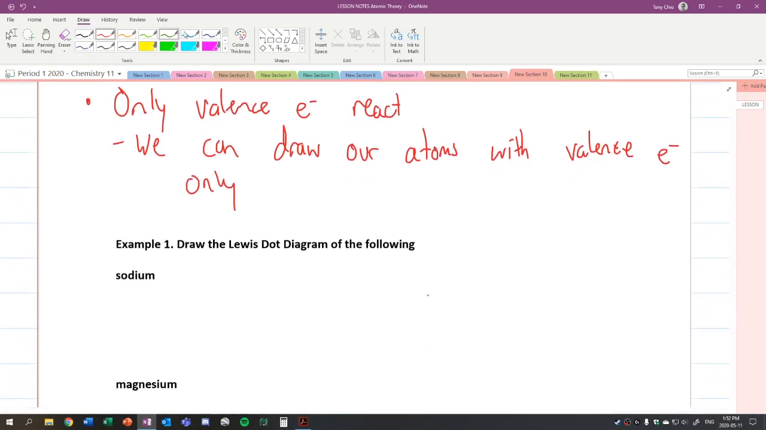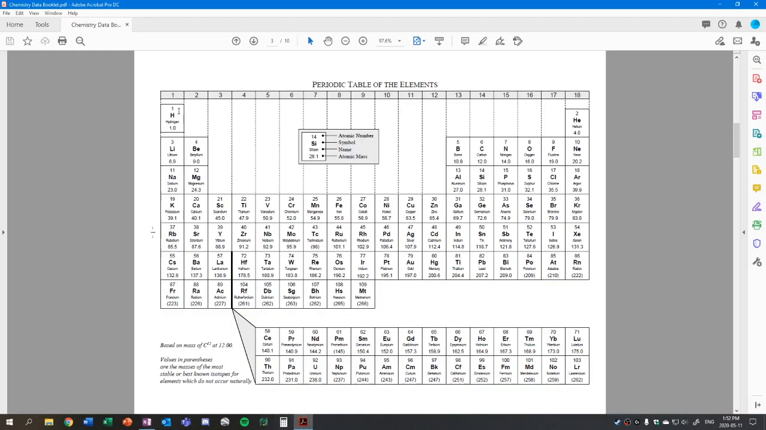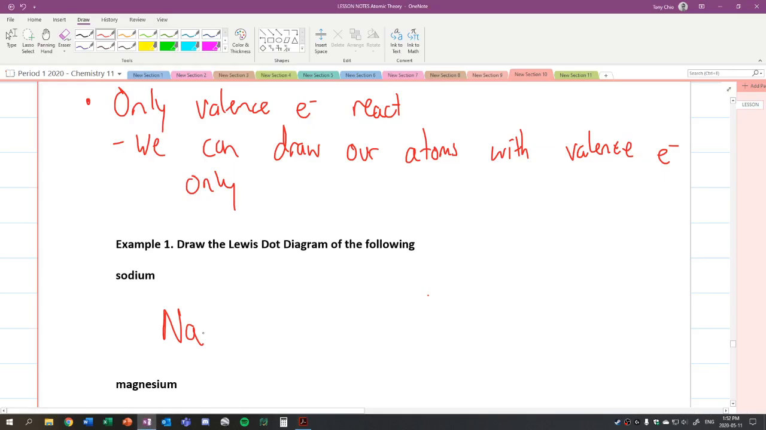Let's look at sodium. Sodium has a symbol Na. Sodium belongs to the alkali metals, and the alkali metals, as we know, all have one valence electron. The alkaline earth metals have two. Transition metals have multiple different ways to have valence electrons, but the ones in columns 13 to 18 have 3, 4, 5, 6, 7, and 8 valence electrons. So that's how we remember how many valence electrons there are in each section of the periodic table.